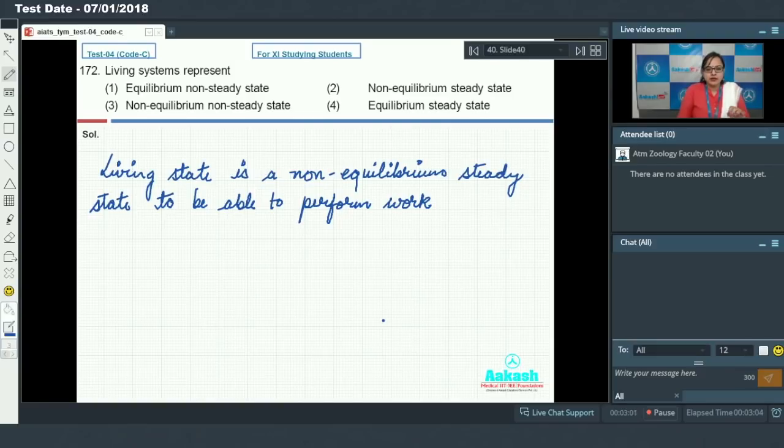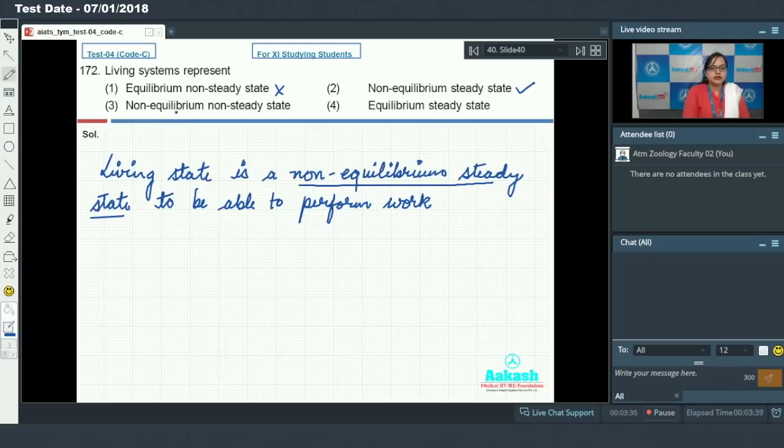And the second part which is given, it is a steady state, meaning various concentrations of the biomolecules are maintained at a proper level in our body. So that's why living state is a non-equilibrium steady state. So in the question it is given, living system represent option first, equilibrium non-steady state. This cannot be an answer because living system represent non-equilibrium steady state. Option 2, non-equilibrium steady state. This is correct regarding living system.